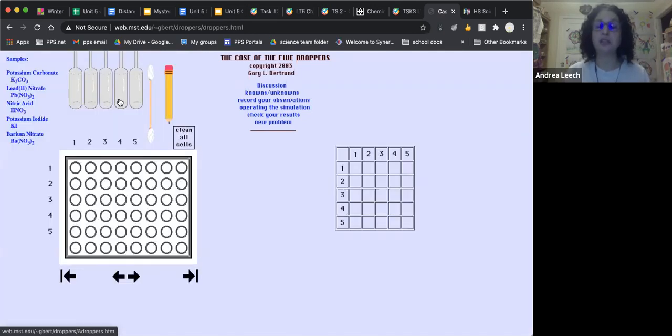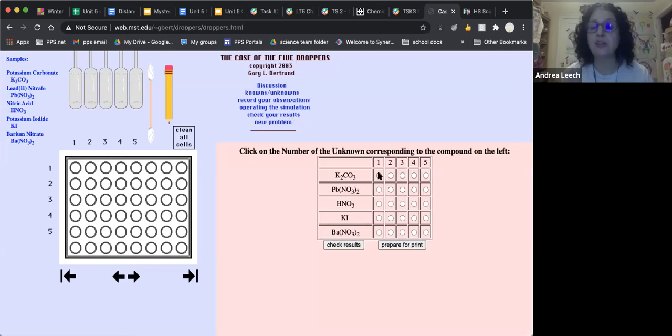And what it does for the unknowns is it scrambles these again and then puts them in here, so you're doing the same thing again, but then you're looking for what made the same pattern so I can guess what the answer is for each one of these activities. Once you've figured it out, you go in to check your results and you say, oh, maybe this was K2CO3 or whatever, it matched that.